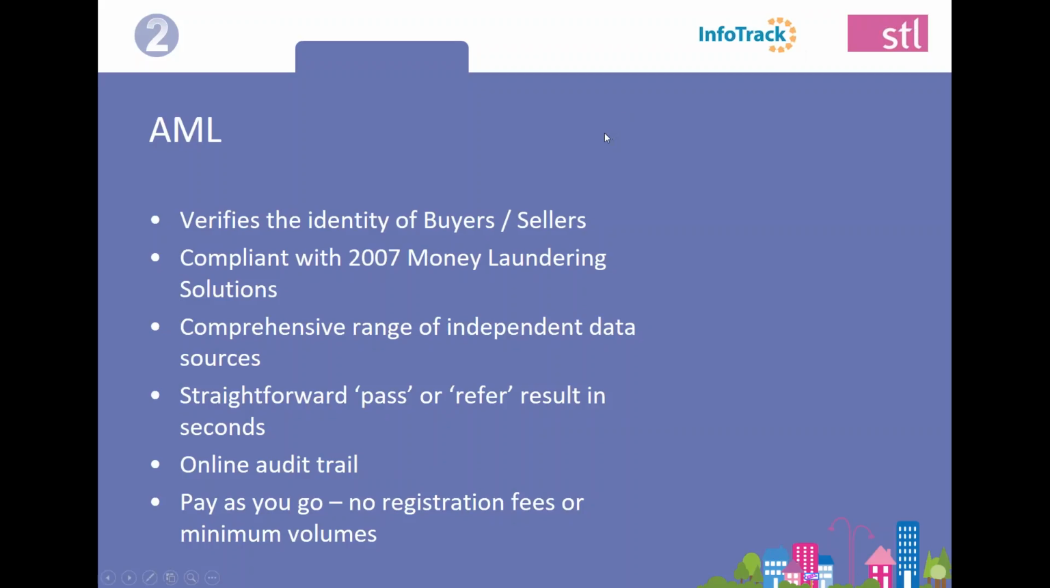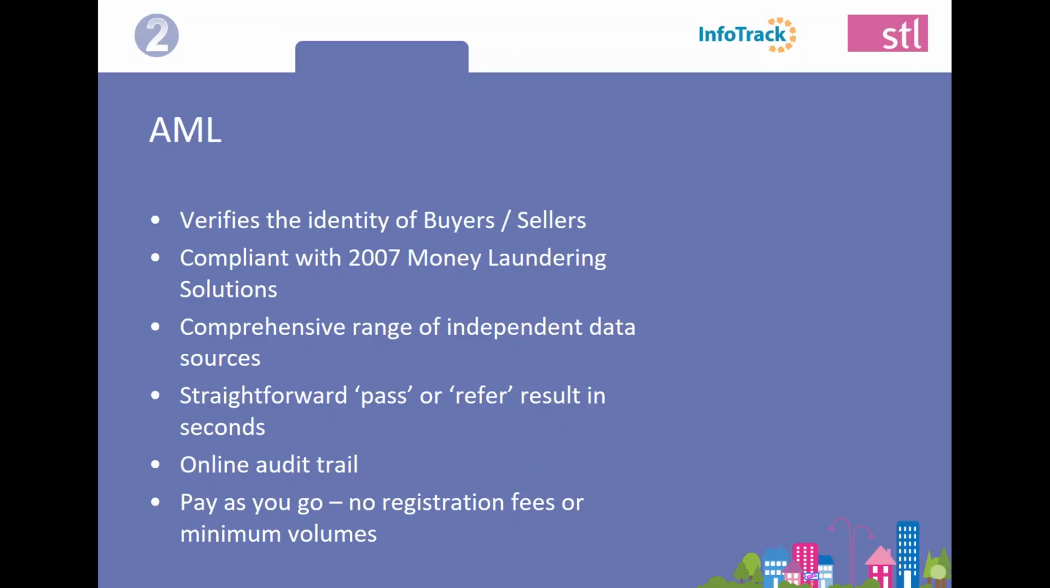So what does an AML search do? It verifies the identity of the client. It uses a comprehensive range of independent data sources. You will get a pass or refer result, and the result comes back in seconds. The InfoTrack system has an integrated AML solution, and the result will come straight back to you. You actually have the ability as a firm to set the criteria for how many address or identity fields and data sources you want to see to make it either a pass or a refer. And then you have an online audit trail that lasts for 6 years.